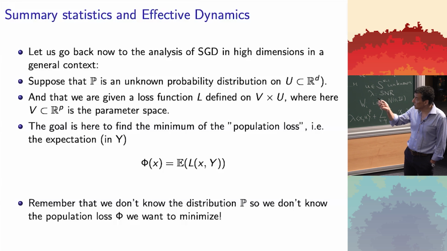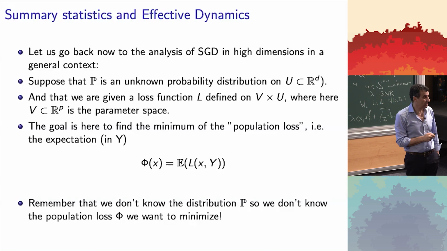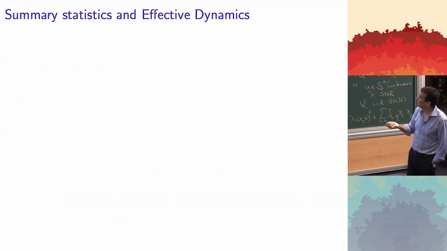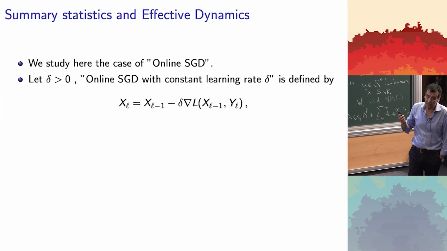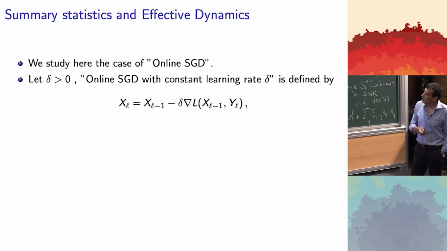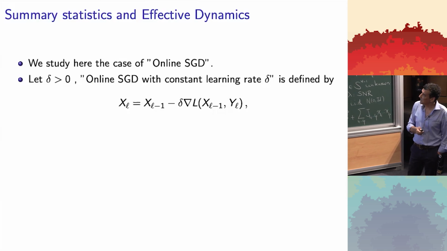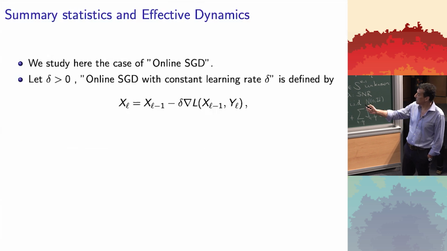So of course, we don't know the distribution P, so we cannot really compute this population loss that we want to minimize. It's an optimization problem with a function we need to minimize that we don't really know. And as I said, I will study the case of online SGD only, which is one variant. Online SGD is this. At time l minus 1, you're at a certain position x_{l-1}. You go to x_l by just subtracting the gradient of the loss at the point where you are, but given just one data point. And you have to specify what this constant is, and it's a crucial constant called the learning rate.